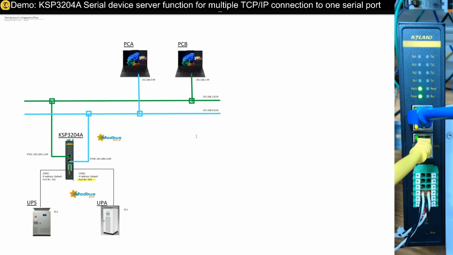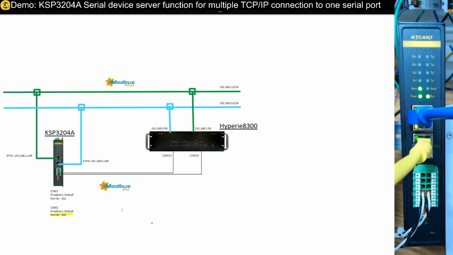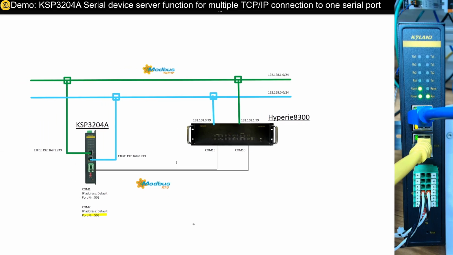Basically for this demo, unfortunately I don't have the UPS and UPA, so I'm going to do something similar, a simulation. I have a server PC over here, Hyperion 8300, which is our product. It comes with two Ethernet ports, and it's connected, so that's why you can see the two subnets.